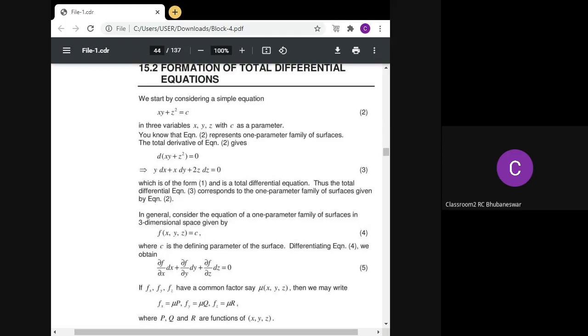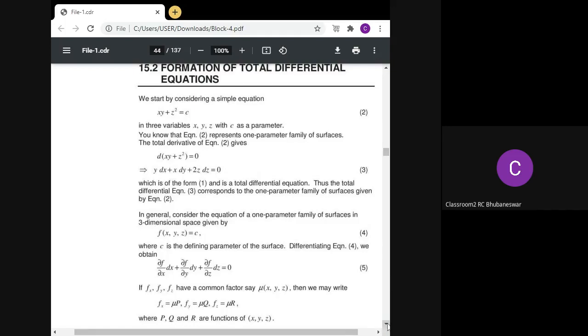Clearly, this kind of equation is known as a total differential equation, and it has been obtained from a one parameter family of curves, because the given equation of the curve contains exactly one parameter or arbitrary constant. That's why this kind of curves are known as a one parameter family of curves, and we obtain the corresponding total differential equation in the form of equation number 3.